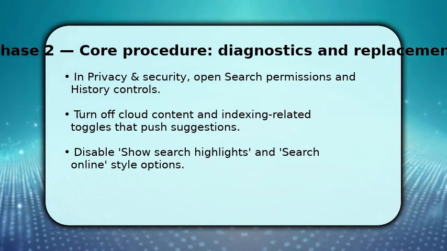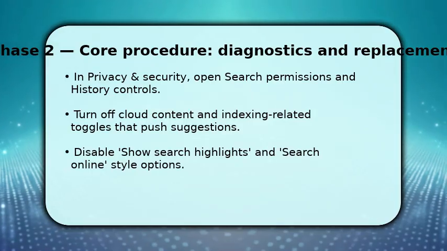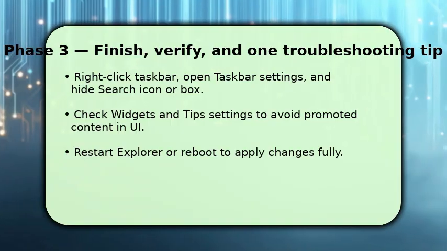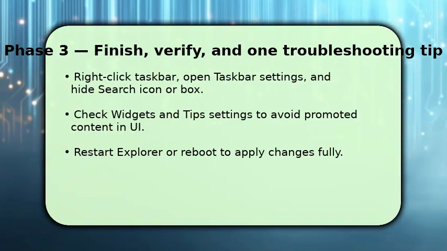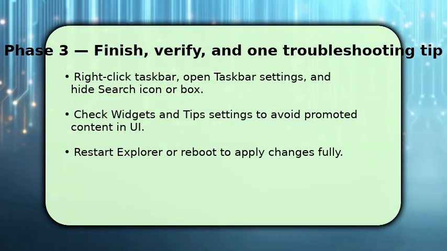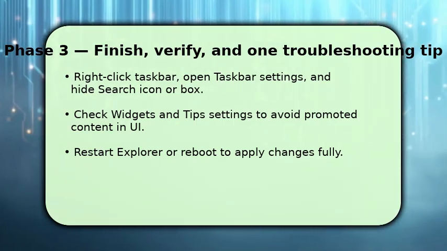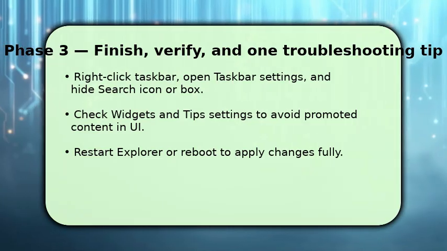To finish, remove visual entry points for ads. Right-click the taskbar, choose taskbar settings, and hide the search box or icon so suggestions won't show. Then open settings for widgets and tips. Turn off any promotional tips or recommended content, since those sometimes reintroduce suggestions.